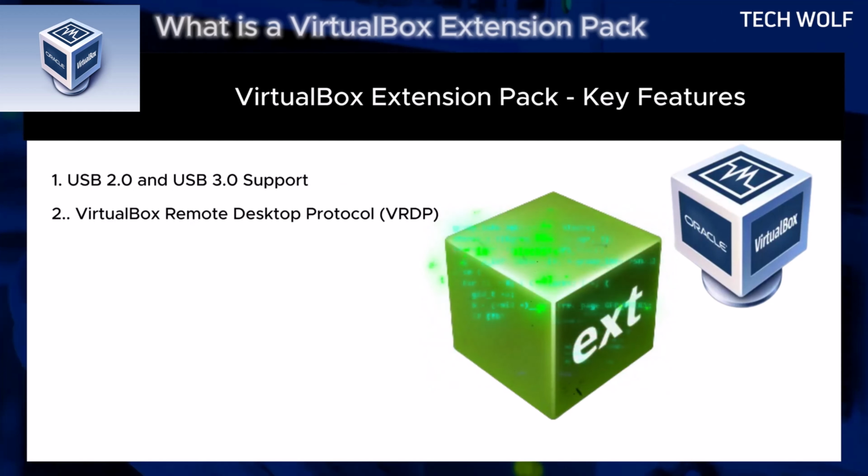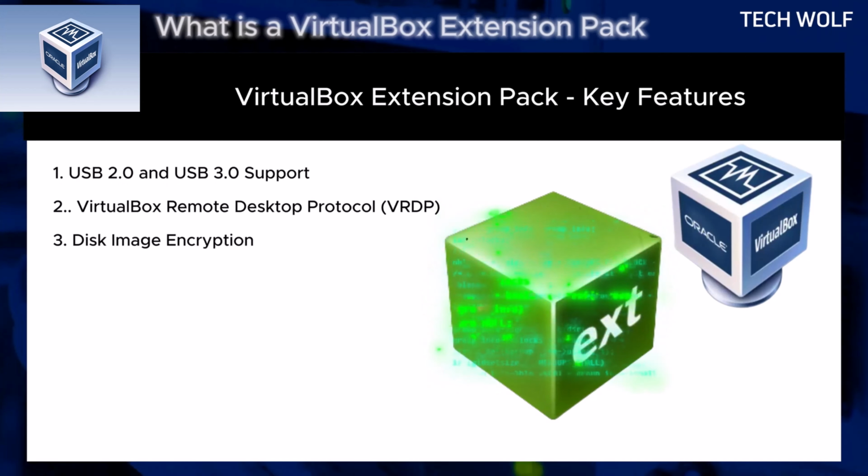And next feature is VirtualBox Remote Desktop Protocol or VRDP. The VRDP feature allows you to remotely connect to and control a VirtualBox virtual machine over a network using Remote Desktop Protocol or RDP. This is useful for accessing VMs from different devices or locations. And next feature is disk image encryption. This feature provides the ability to encrypt and secure virtual disk images, which is crucial for safeguarding data in certain environments, such as corporate and IT infrastructure.